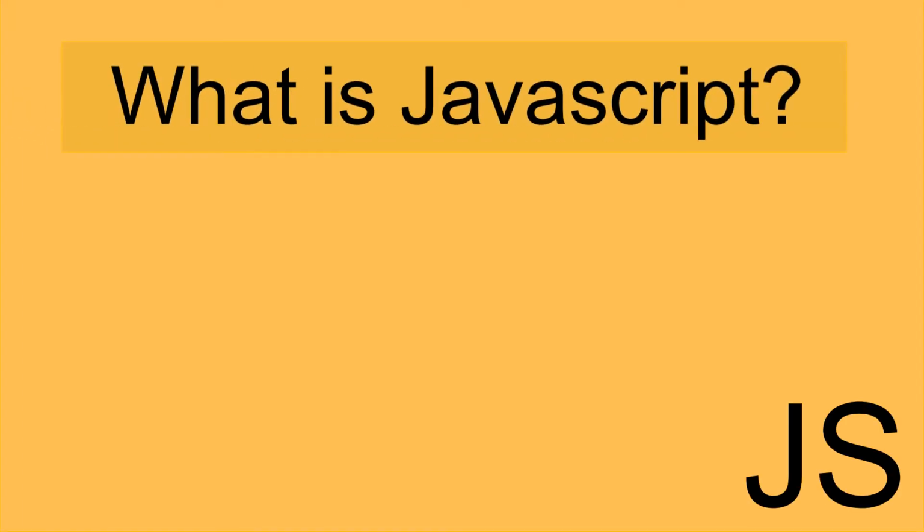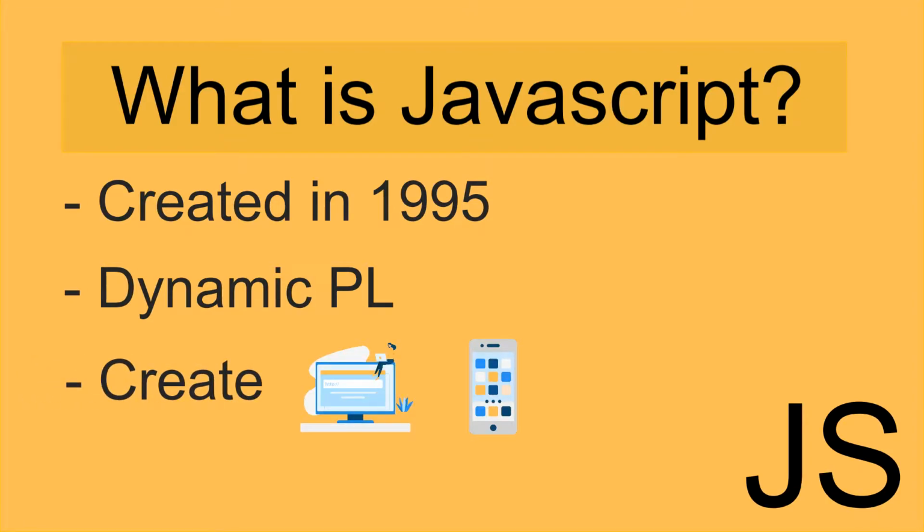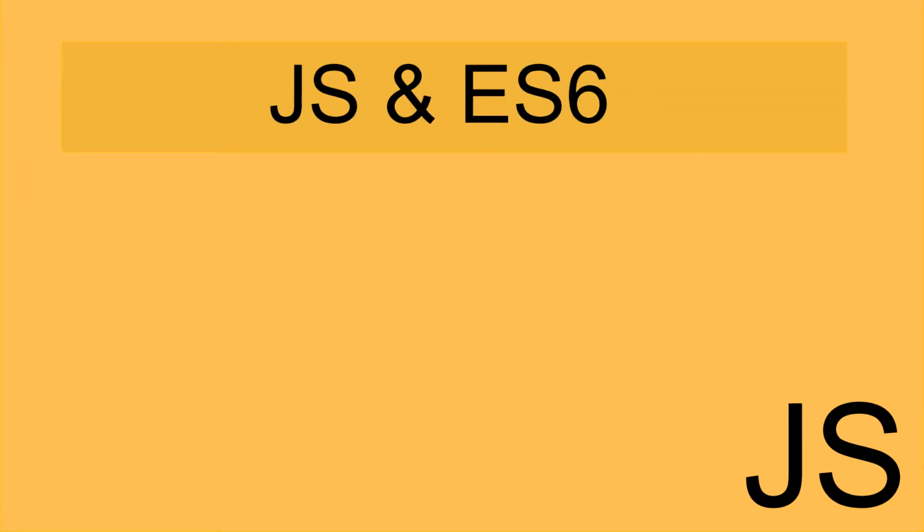Let's start learning about JavaScript. So what's JavaScript? JavaScript is one of the most popular dynamic programming languages. You can use JavaScript to create websites, mobile apps, and even software for computers. It is a very powerful language and not that hard to learn. Sometimes people get confused between JavaScript and ES6. So let's clear that out before we start jumping into coding.